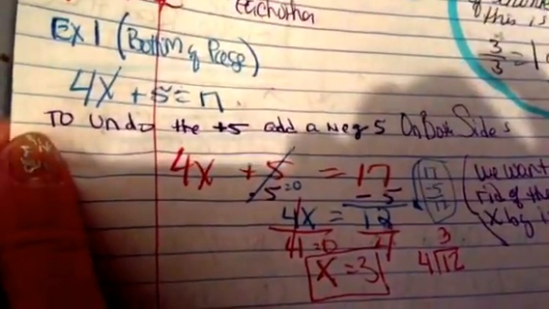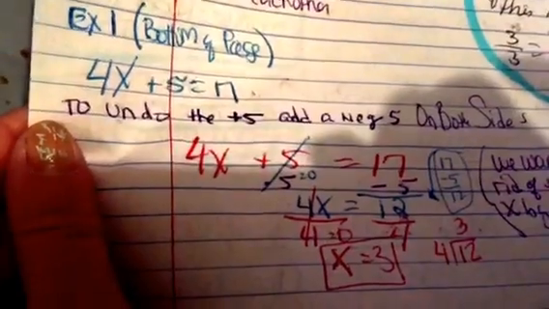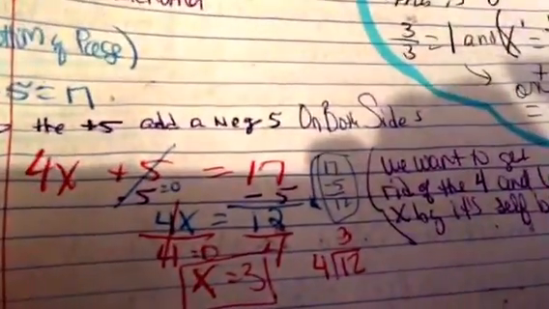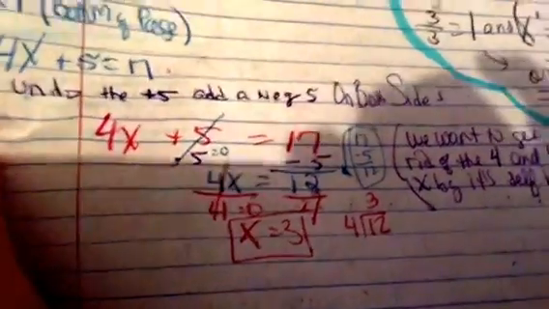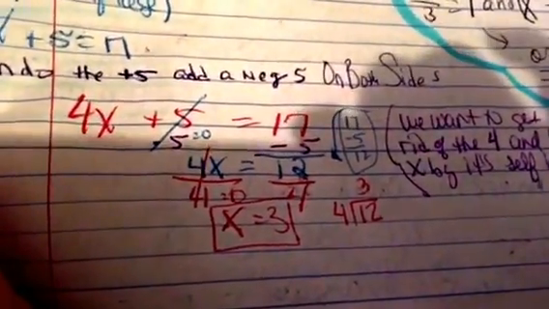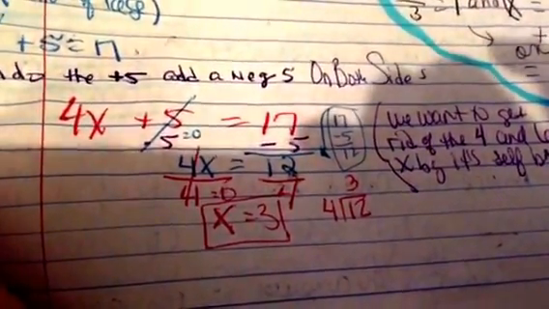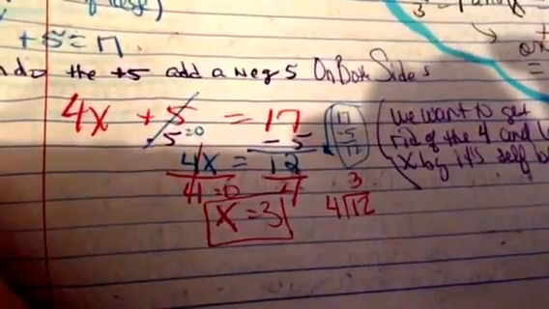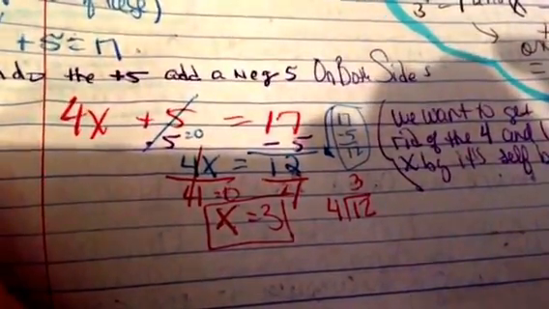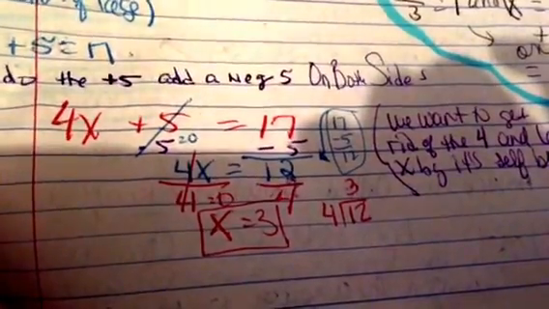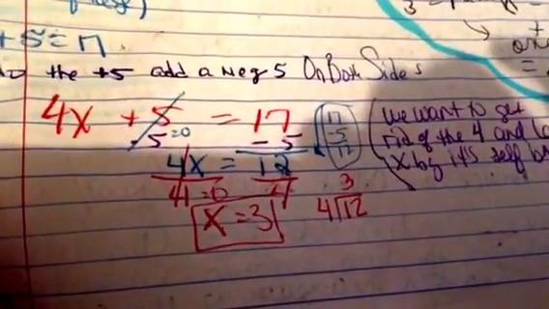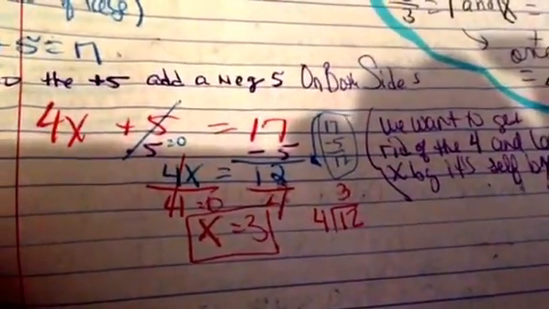The example at the bottom of the page says 4x plus 5 equals 17. To undo the positive 5, we add a negative 5 on both sides. 4x plus 5 equals 17. The 5's cancel to 0, and 17 minus 5 is going to be 12, when you subtract.